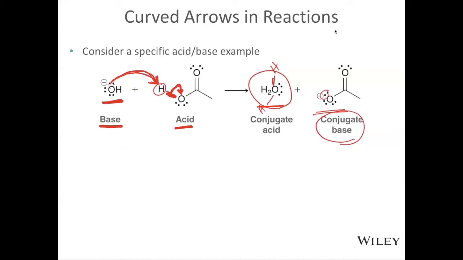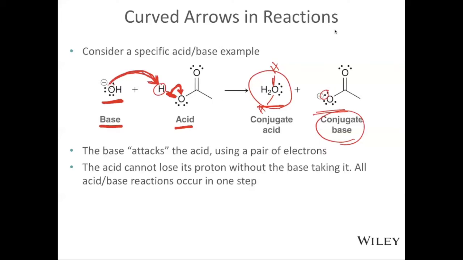Using arrows in acid-base reactions is pretty simple. But the good news is we actually get to touch the sigma bonds now. One thing that we may think about is that the base attacks the acid using a pair of electrons. I said the electrons here reach out and form a new sigma bond with that hydrogen. You can think about it either way. The acid cannot lose its proton without the base taking it.